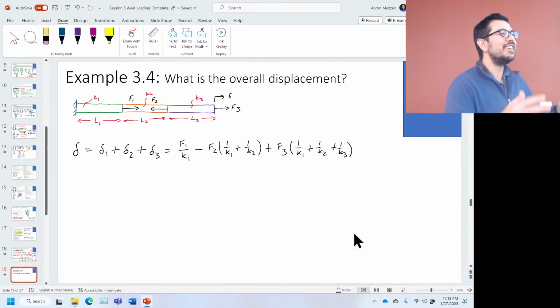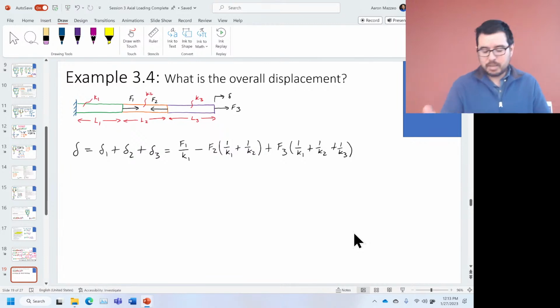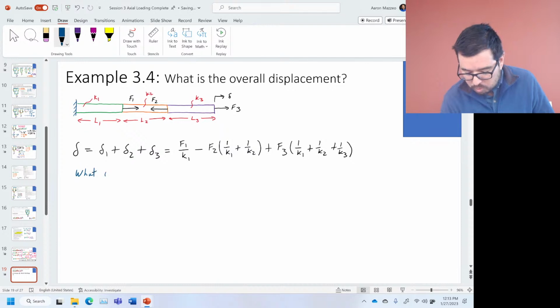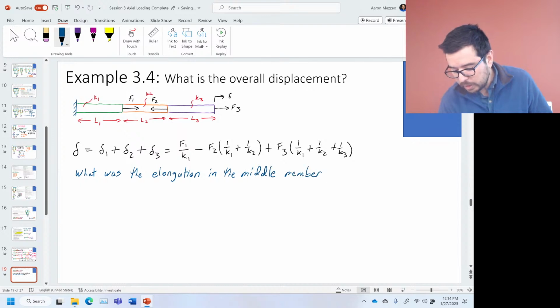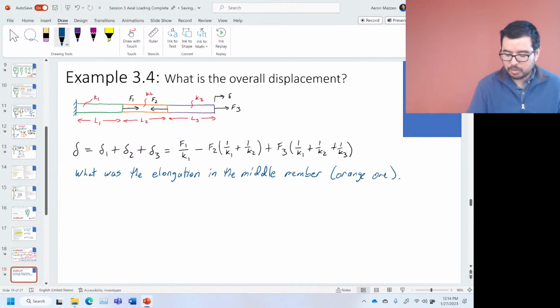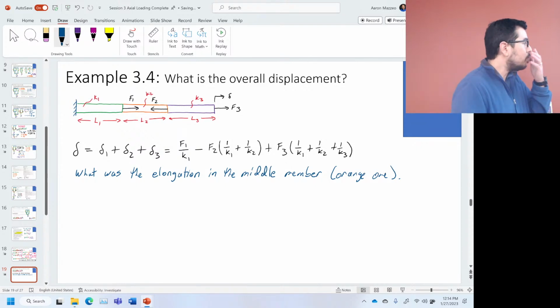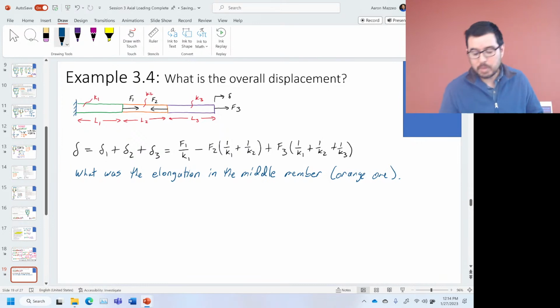When I was walking in, we had a request to go over one of the homework problems. The question is, what was the elongation in the middle member? That's the orange one, and I know the colors are not great for everybody. So what we need to do is figure out what the force is in that member.